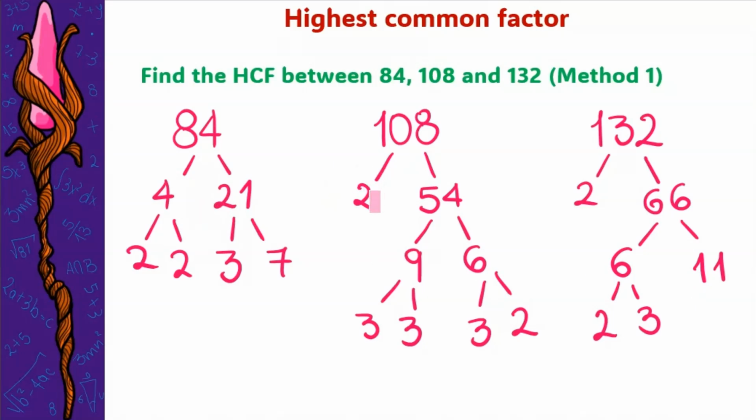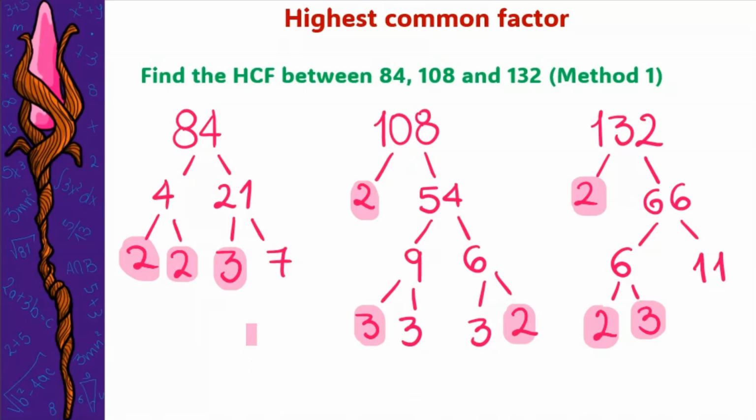Let's see which ones they all have in common. 2, 2, and 2. That is one of them. They do have another 2, so 2, 2, and 2. They have a 3, 3, 3, and 3.